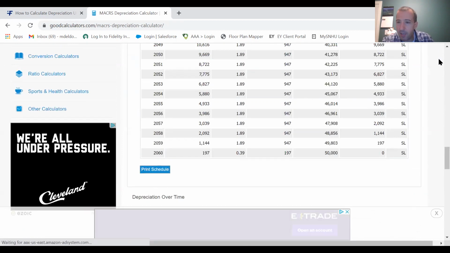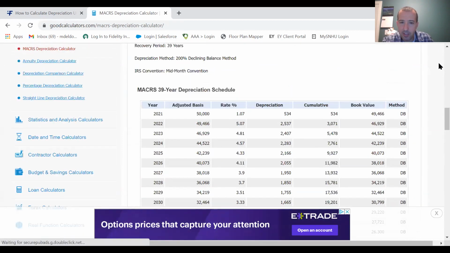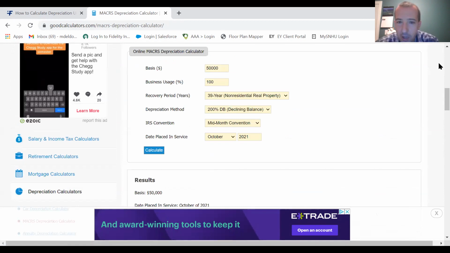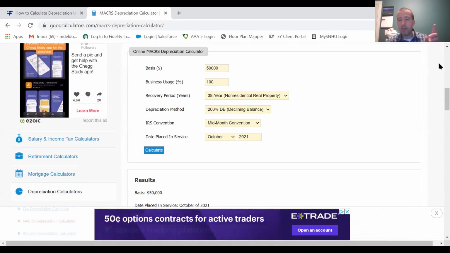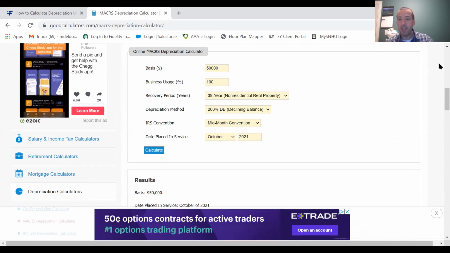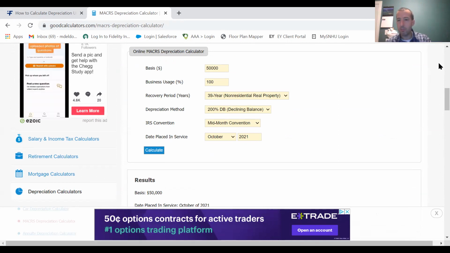So now this is 39.5 years. We go to 2060. The formulas are the same. The rates are just different. So when it comes to the MACRS, the Modified Accelerated Cost Recovery System, step one is to identify what type of asset it is. Is it realty or is it personal?